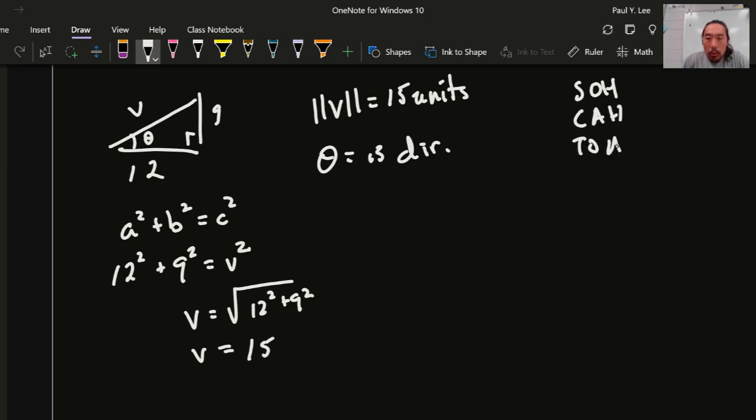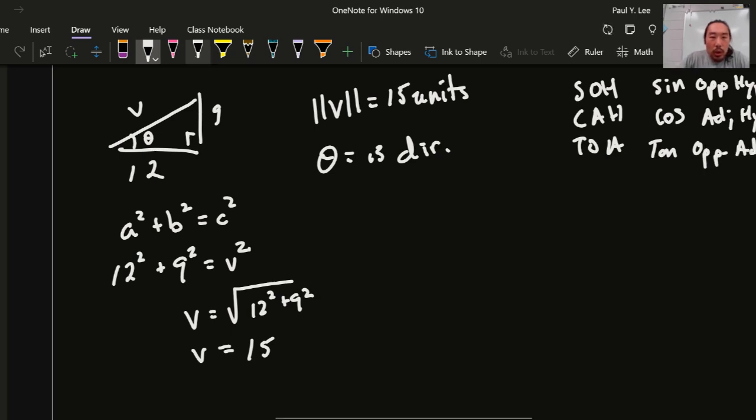In case you're wondering, if you want to use sine, you need to make sure you have the opposite side and the hypotenuse side. If we want to use the cosine function, we use the adjacent side and the hypotenuse side. And if we use TOA, this is the tangent, which means that we're using the opposite and the adjacent.